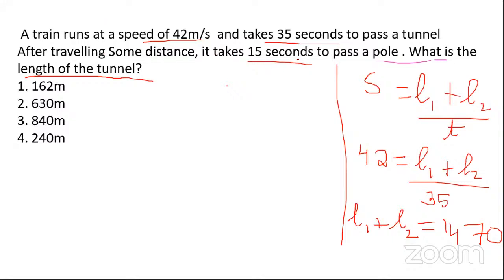After traveling some distance, it takes 15 seconds to pass a pole. Okay, so same train, it takes L by T. Now same train, speed is 42 equal to length.